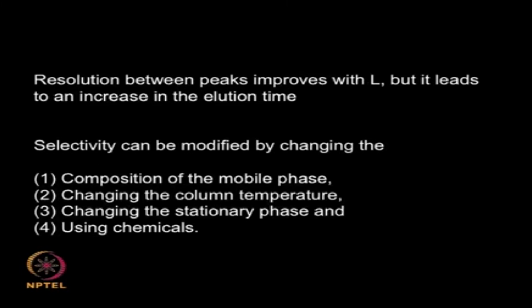Now resolution between peaks improves with the length. So if I have a longer column, I can have better resolution, but then if I am going to have a higher resolution, the elution time is also going to increase. That means that peak will take much longer time to come out actually. So how do you modify the selectivity? We can modify selectivity by changing the composition of the mobile phase, changing the column temperature, changing the stationary phase, or even using chemicals. We can add some chemicals which will improve the selectivity of certain solutes towards the stationary phase.